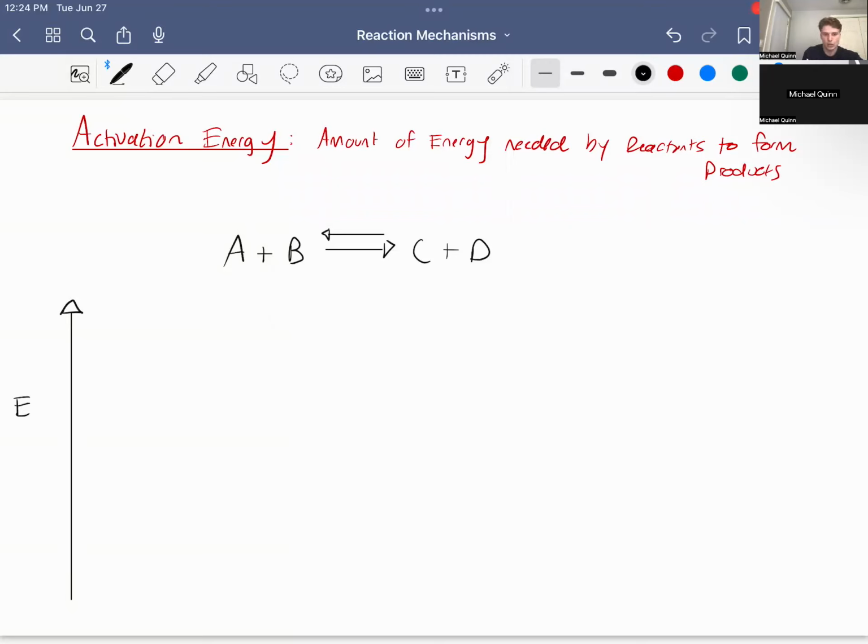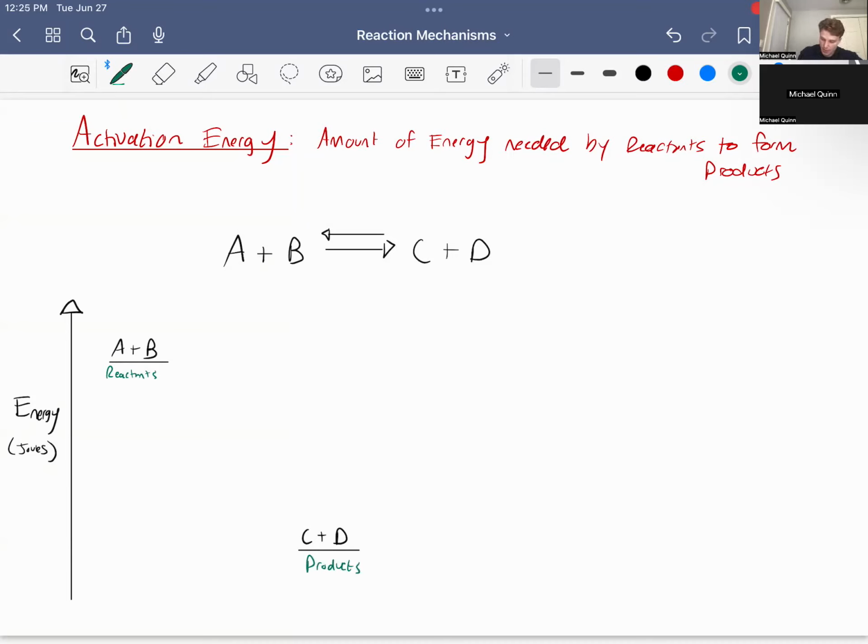We can draw an energy diagram. This will be joules, where we can determine how much energy we need to put in order to run our reaction in either direction. So what if we were to start with A plus B up here and C plus D down here? These will be our reactants, and these will be our products.